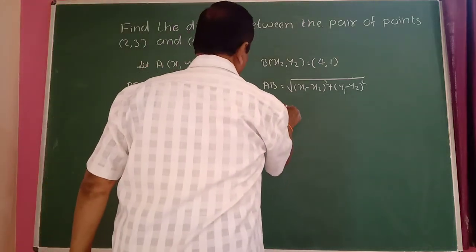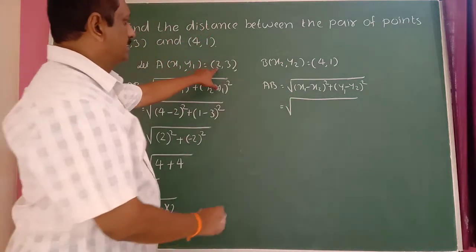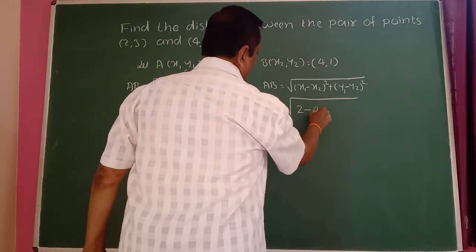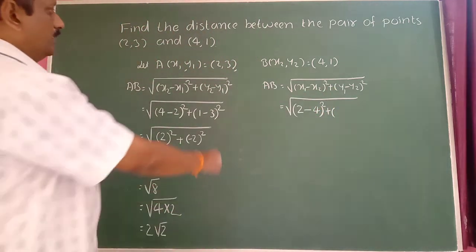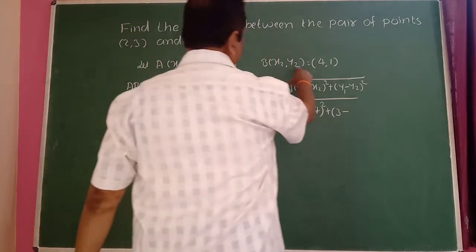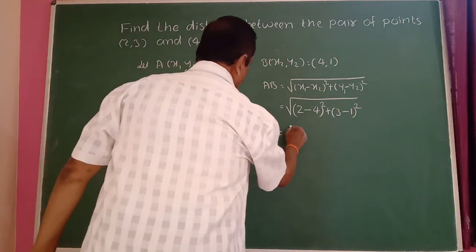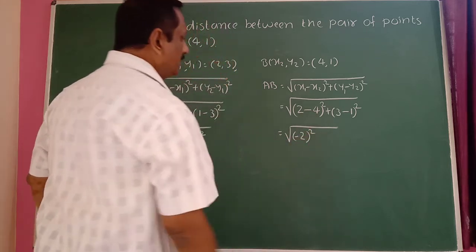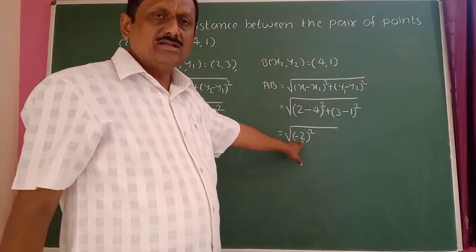Therefore this is equal to root of x1 minus x2 whole square plus y1 minus y2 whole square. x1 value is 2 here, and x2 value is 4, so 2 minus 4 whole square, plus y1 minus y2, where y1 value is 3 and y2 value is 1, so 3 minus 1 whole square. Therefore this is equal to root of 2 minus 4 is minus 2 square, because the bigger number is 4 and the minus sign is behind it, so minus 2 square.